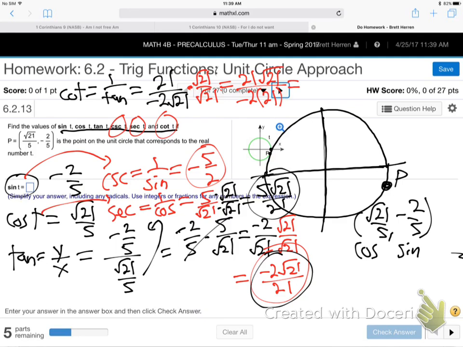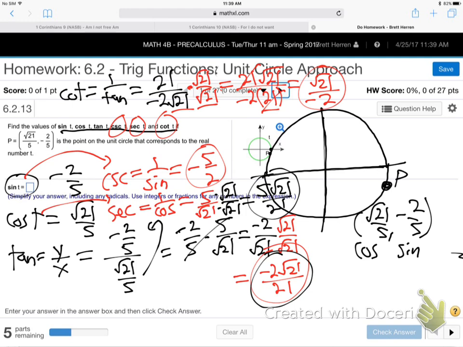So everybody see what happened on the bottom there? Root 21 times root 21 is plain 21. Everybody see that? The two root 21s made a plain 21. And then these will just cancel, huh? So I get root 21 over minus 2. That's the cotangent. So we got all 6 trig functions.